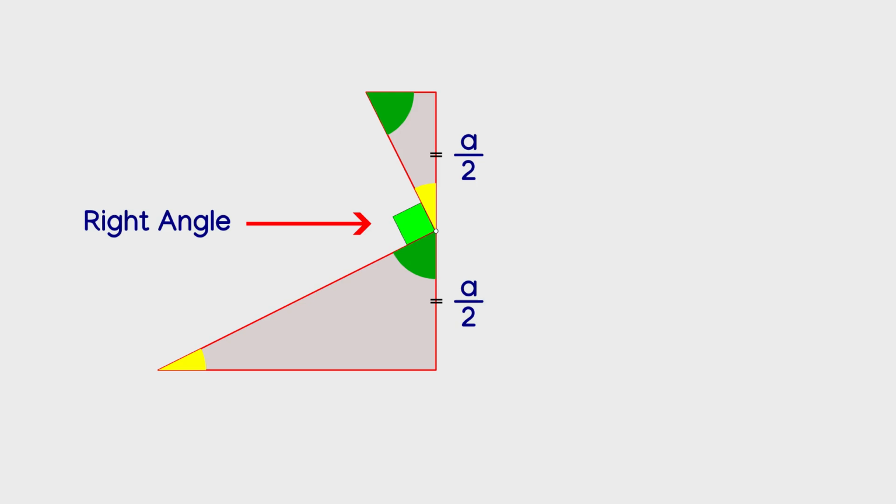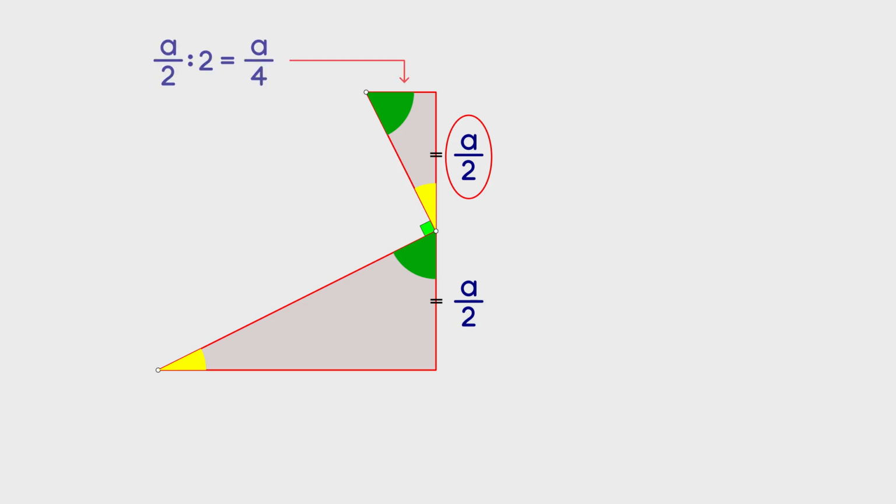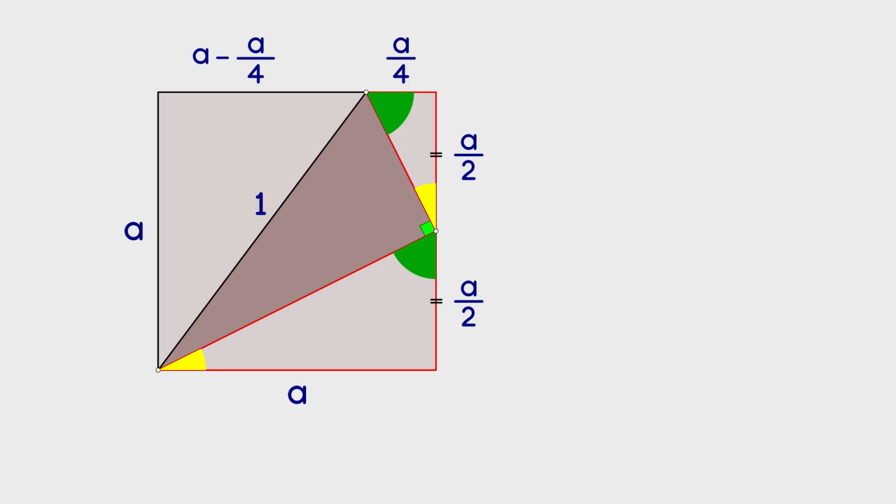the same 2-to-1 ratio. Since its height is A over 2, its base, which is the top right segment, must be half of that, which is A over 4. Therefore, the remaining top left segment is A minus A over 4, which equals 3A over 4.